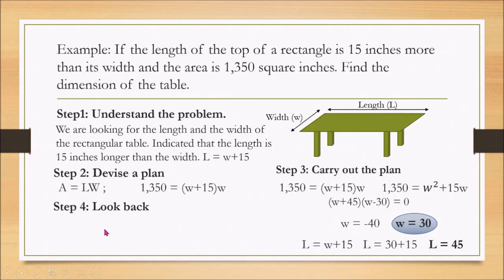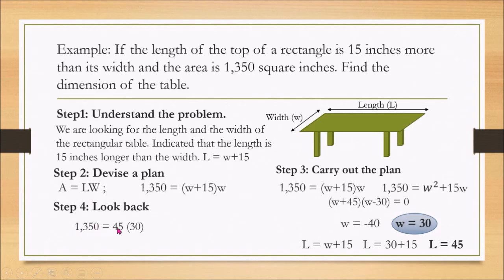Next and last, we are going to look back. How to look back? We're going to use the equation we made to check whether the answer is correct. We may use this or this one; actually, it can be equation or equations. So this is 1,350.